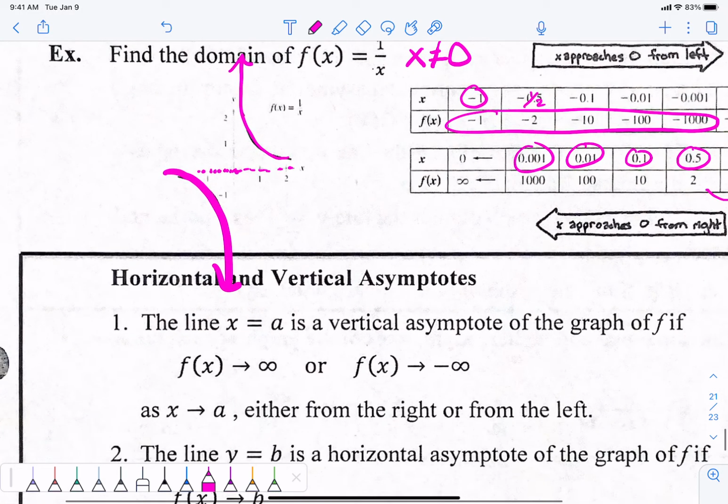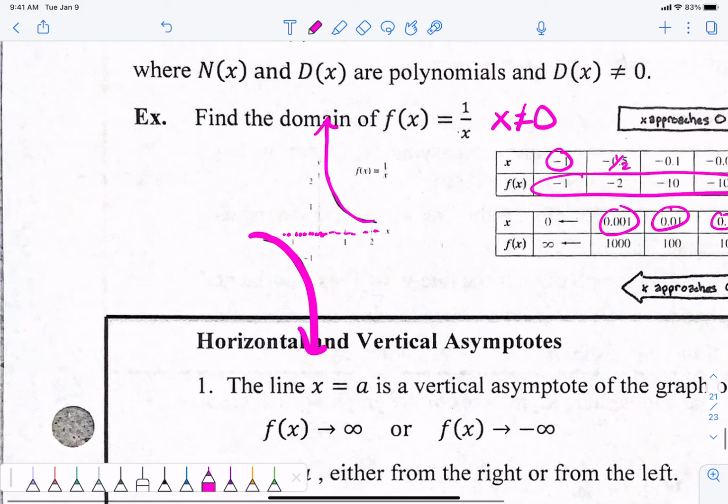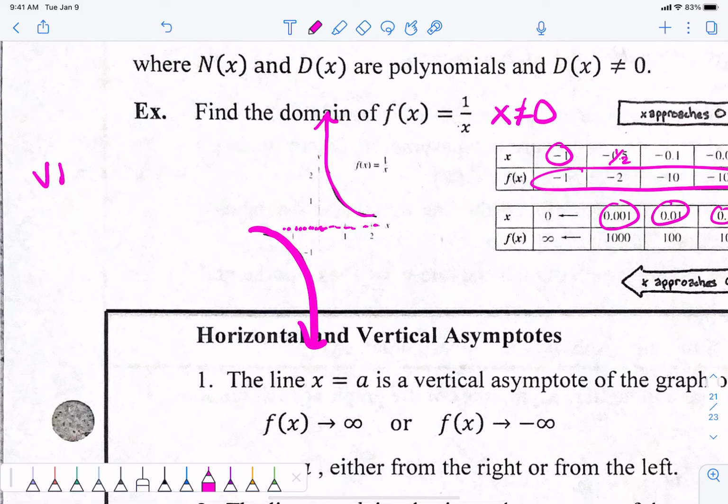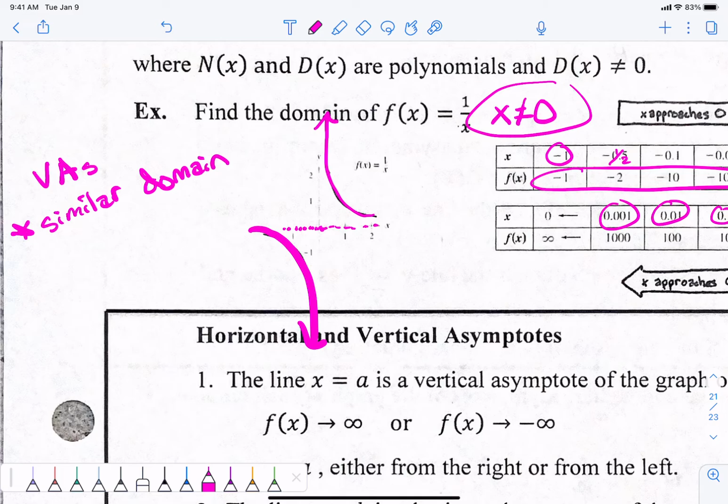For vertical asymptotes, one thing I notice is that they are similar to domain. Where your domain poops out, basically, at x equals 0, that's because your VA is at x equals 0. I'll just write that down: x is not equal to 0 means that you have a VA at x equals 0. So those two, domain and VAs, go hand in hand.